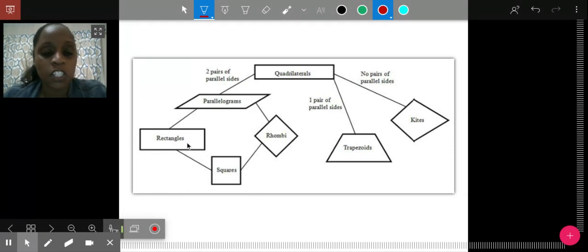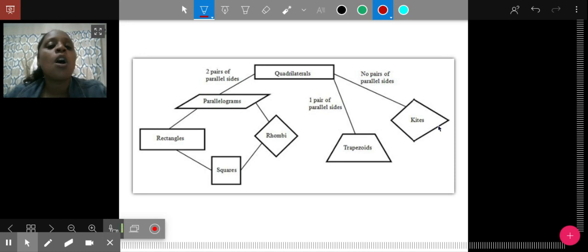So all of these have two pairs of parallel sides, so you need to be aware of the parallel sides in these shapes. A trapezoid is a shape that only has one pair of parallel sides. So a trapezoid, if you notice, is separate from these ones over here because these have two pairs. Trapezoid only has one pair of parallel sides. And a kite is a special type of quadrilateral because it has no pairs of parallel sides. That's why the kite is all by itself.